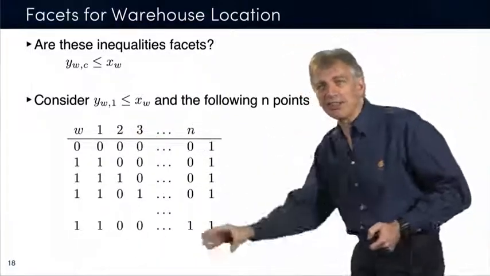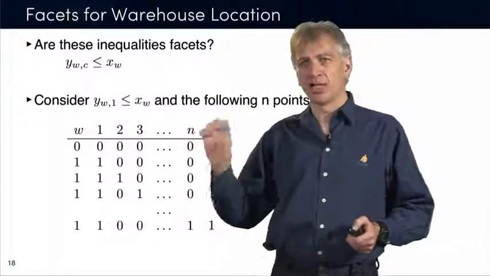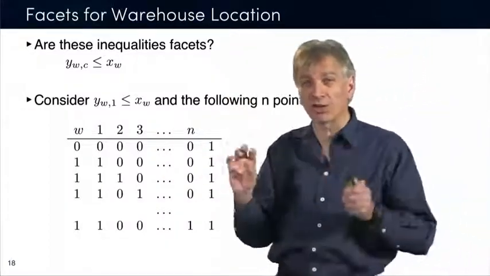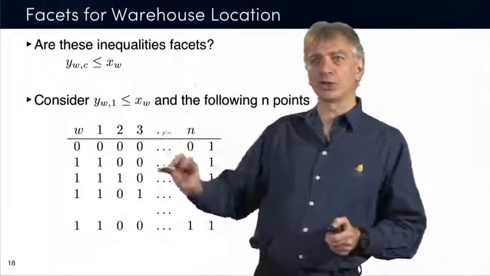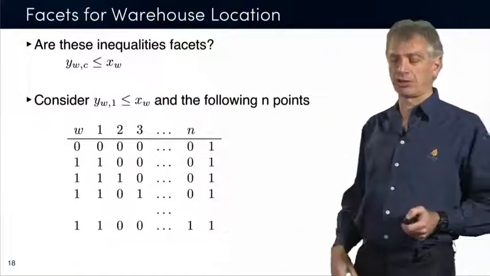So in a sense, this is the kind of way you prove that something is a facet. You look for these points, and you try to show that they satisfy the constraint at equality, and they are independent of each other.